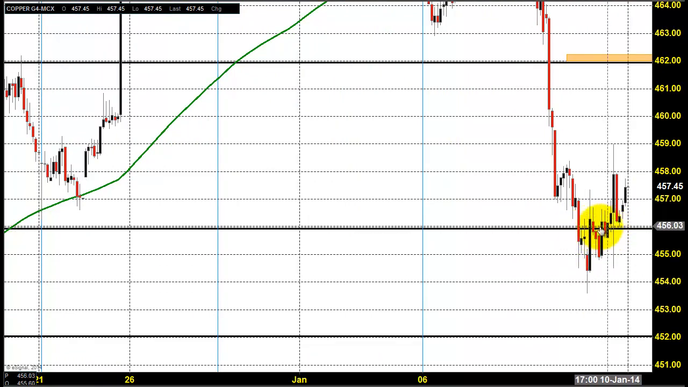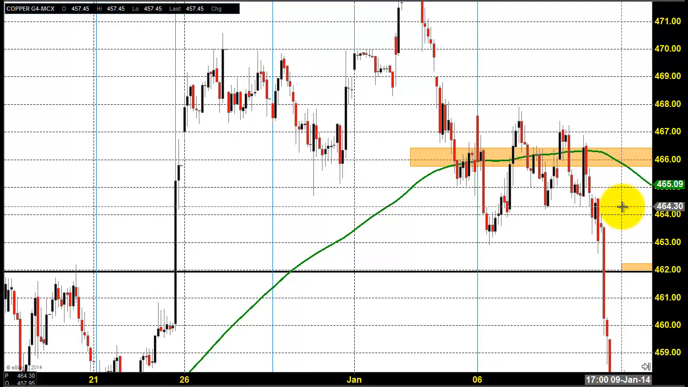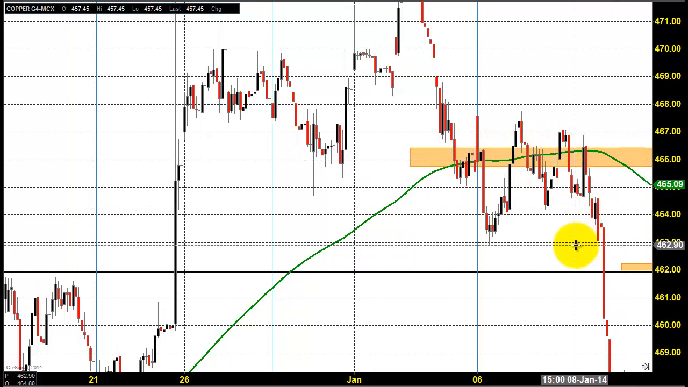Again it found some consolidation around 466, in and out there. Then the price closed around 457.45. Everything went according to our expectation, apart from the initial twists and turns around 466, and we made it very clear in our daily analysis.